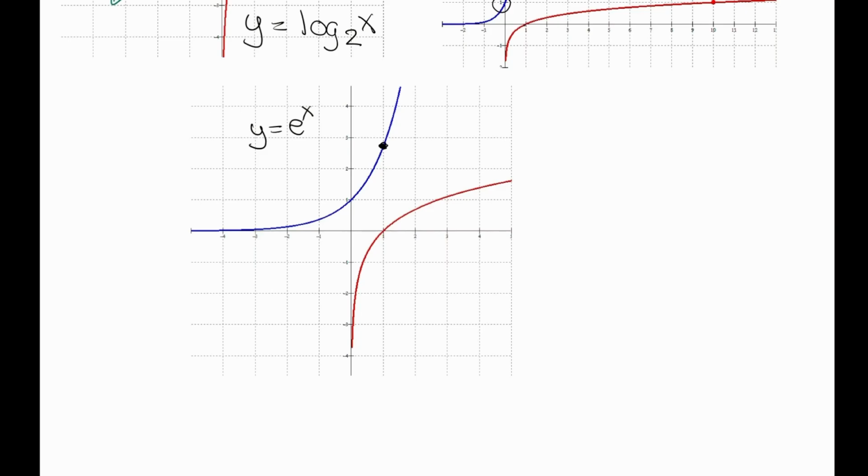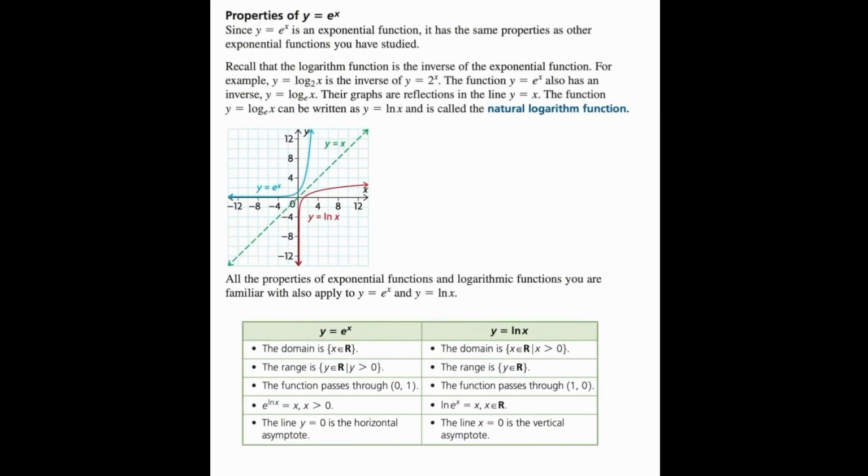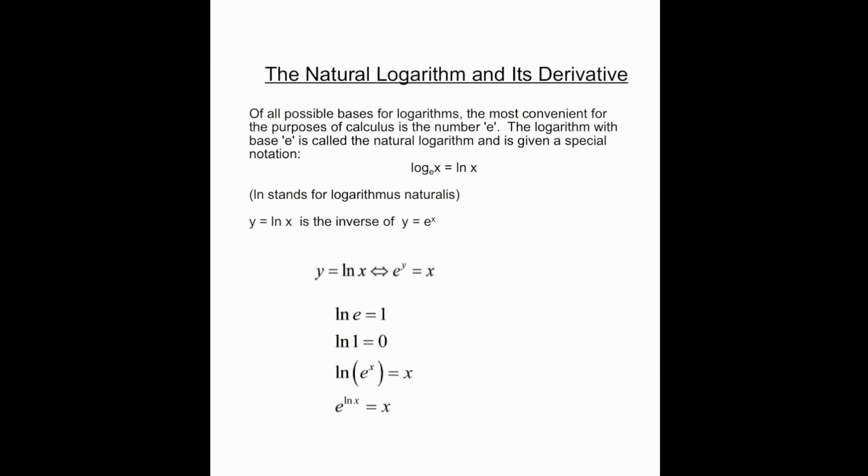And the red one is the inverse of y equals e to the x, which means it's going to be y equals the log of x to the base e. And this one, again, is on your calculator. It just doesn't look like this. This is called the natural logarithmic function, and we're going to take some time to talk about that in a second.